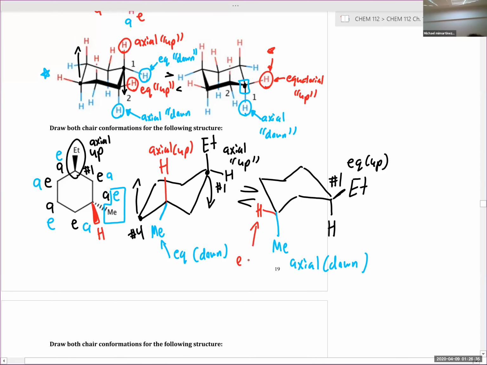In which structure? And let me put numbers next to these. So are you referring to structure A or B? For the original ring?